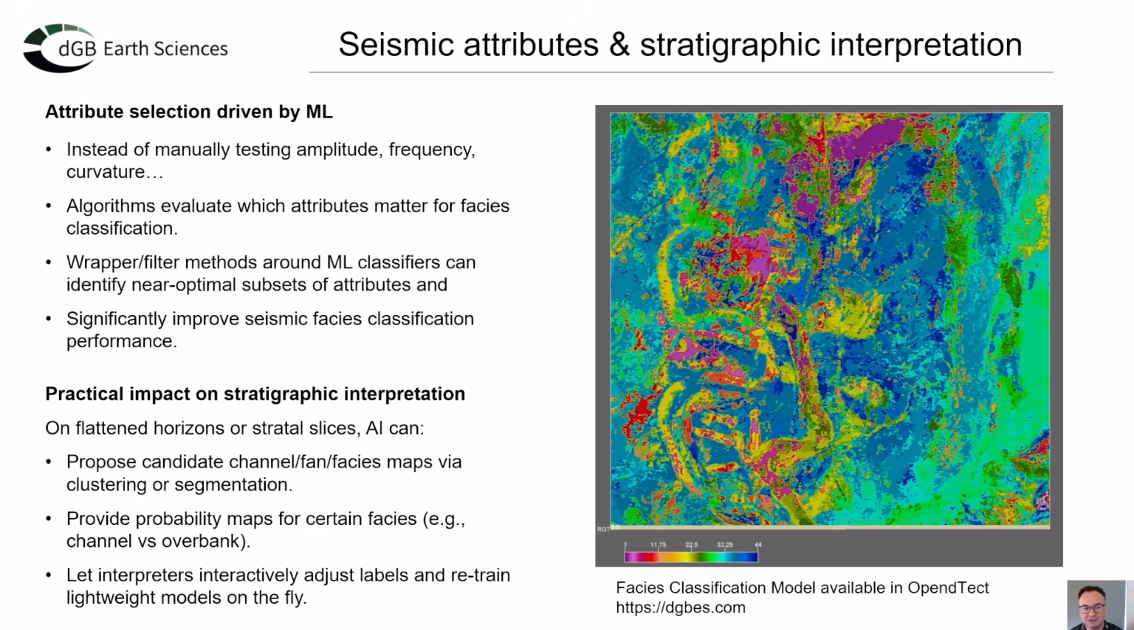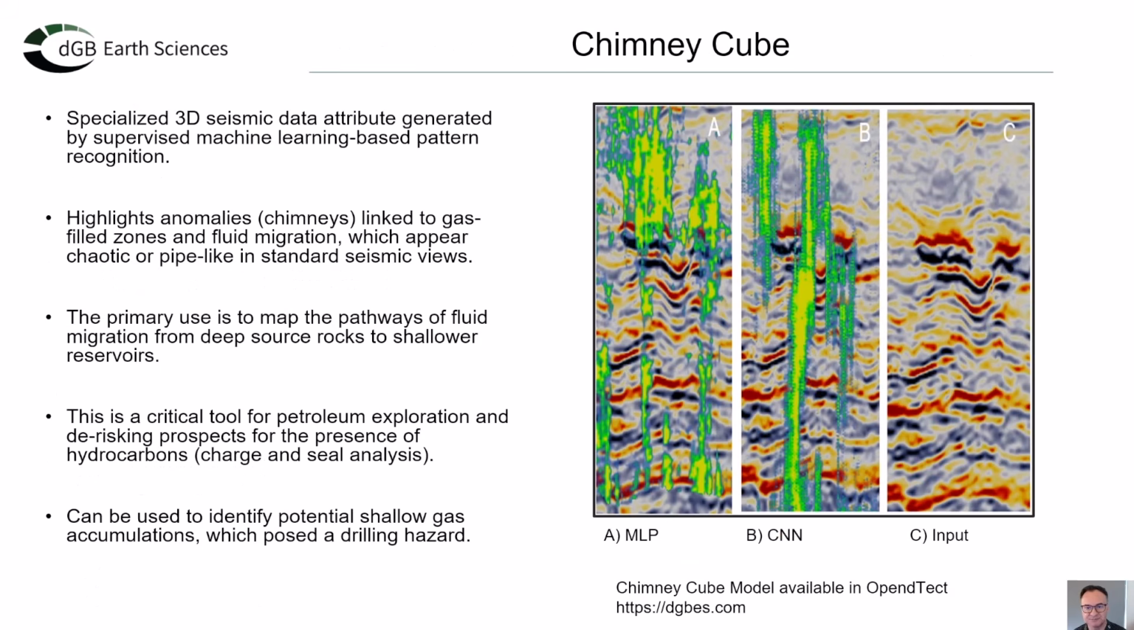And it has practical impacts on stratigraphic interpretation in that we can propose these candidates via clustering or segmentation. We can provide probability maps for certain facies, and then we can let interpreters interactively adjust labels and retrain these lightweight models on the fly.